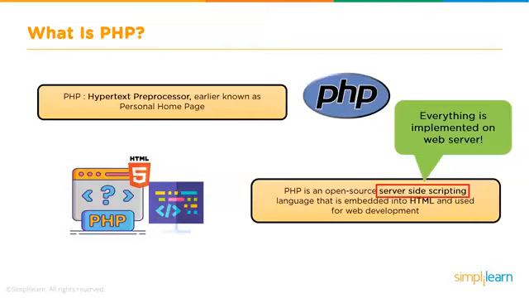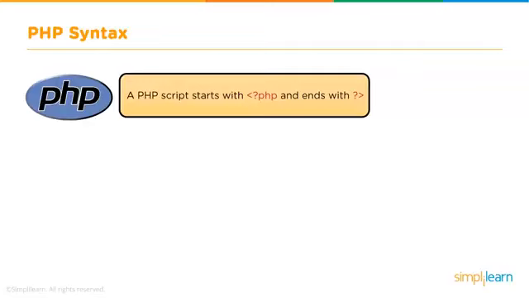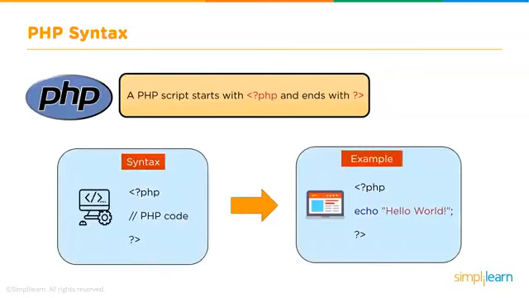Now that we know what PHP is, let's see how a PHP script looks like. As you can see on the screen, this is the syntax of PHP. It opens with an angled bracket, question mark, PHP, and ends with a question mark and an angled bracket, while the code comes in between them. Now, as you can notice, this is very similar to how HTML codes are written.